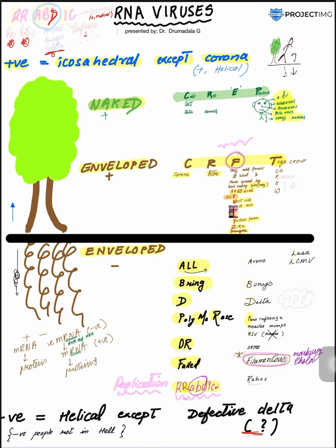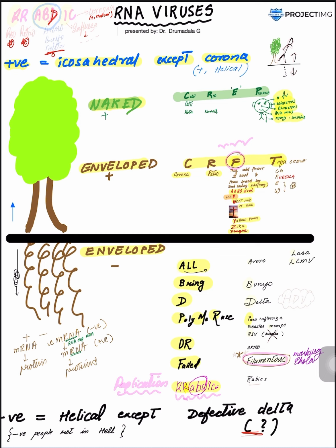T for Toga crew, in which crew stands for very important chikungunya, rubella, East and West encephalitis.